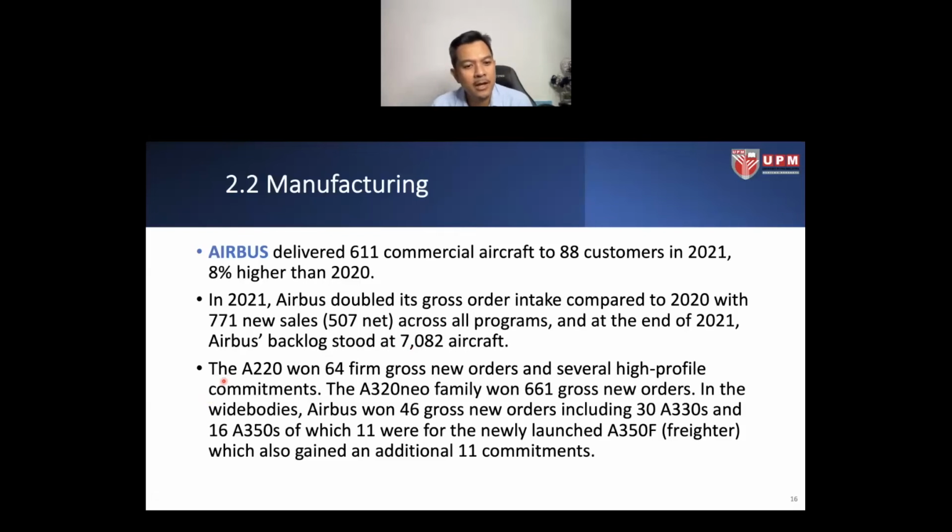So the new A220 won 64 firm gross new orders and several high profile commitments. The A320 Neo family also won 661 gross new orders. In the wide body, Airbus won 46 gross new orders, including 30 A330s and 16 A350s. But you can see that the smaller narrow body aircraft has more orders compared to the larger wide body aircraft. So they also have the A350 freighter, which also gained an additional 11 commitments. So this is quite an outstanding performance for a company like Airbus.